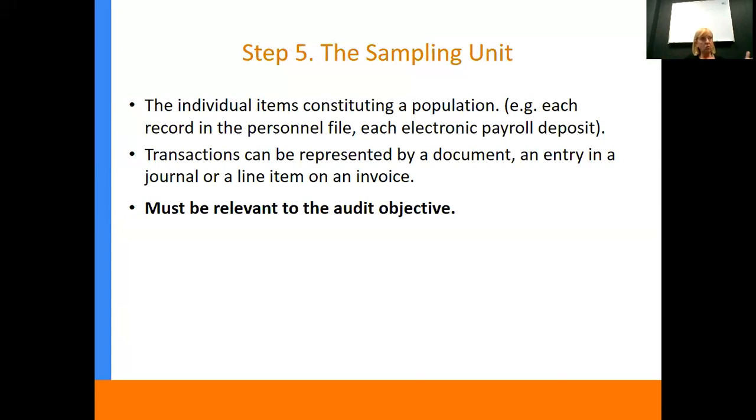Okay, so we've got our tracing and vouching. So if I confused you then, just play this back and have another listen. Very important, because it depends on what the audit objective is, which is this next point, depending on what your sampling unit is. So you have to think about it in your head as to exactly what it is you're trying to get.